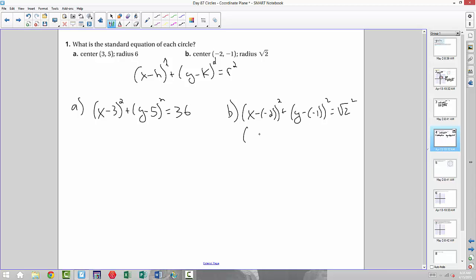Well, hopefully you know by now that if you have a negative as a center coordinate for your circle, it turns to positive, so (x plus 2) squared, (y plus 1) squared, and when you square root 2, it's square root 2 times square root 2, which is square root 4, and square root 4 is 2. There's your answer.